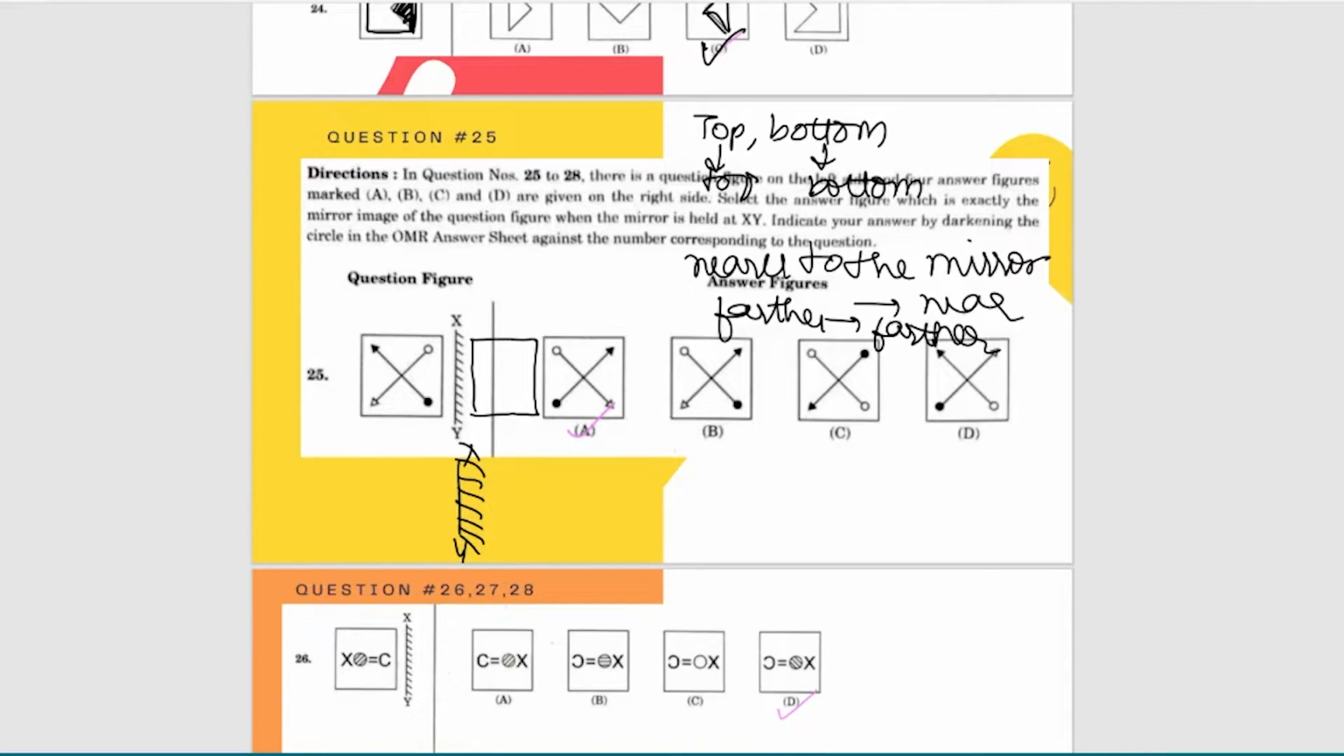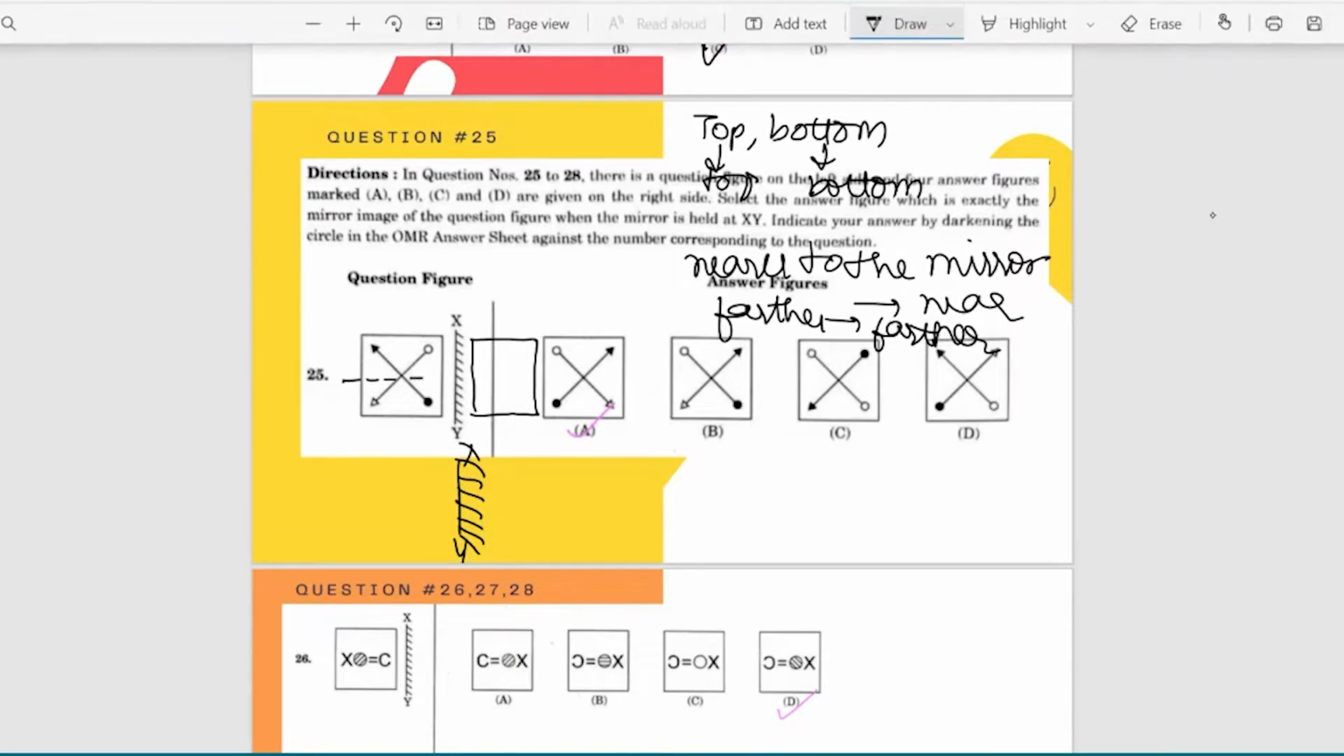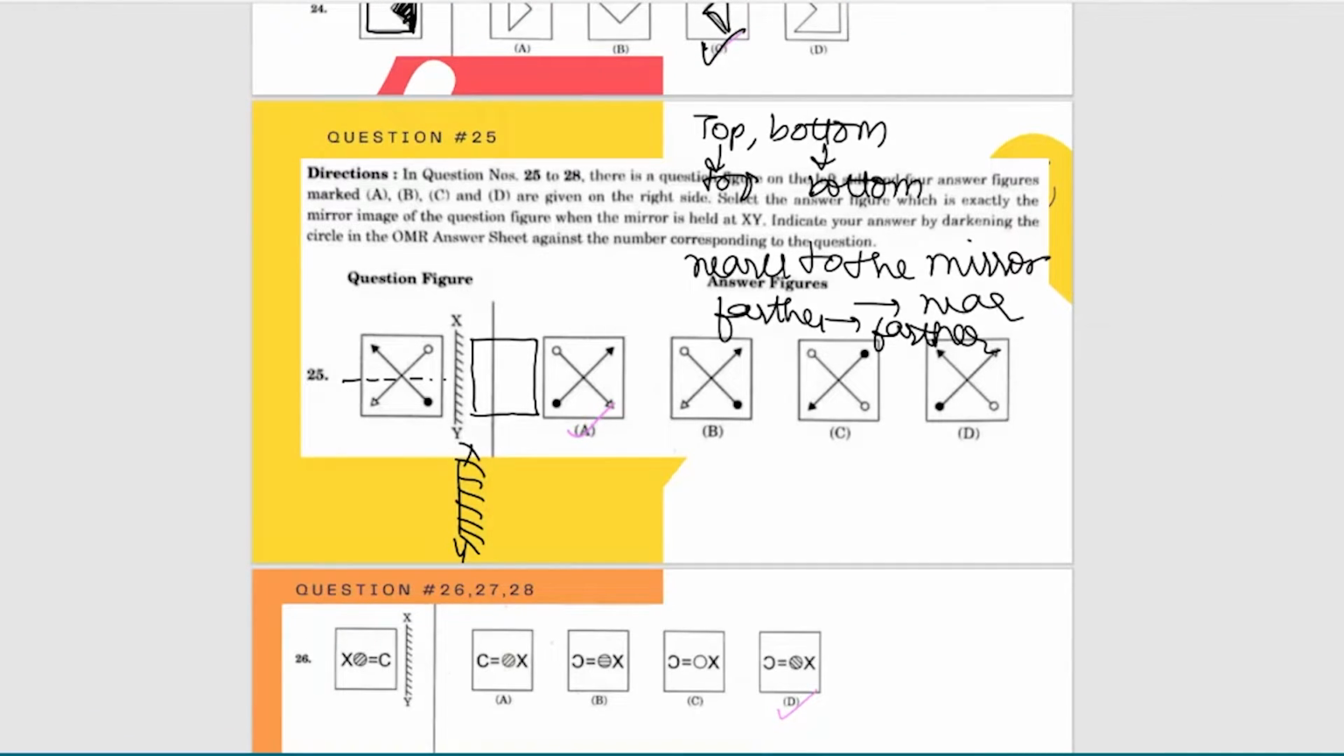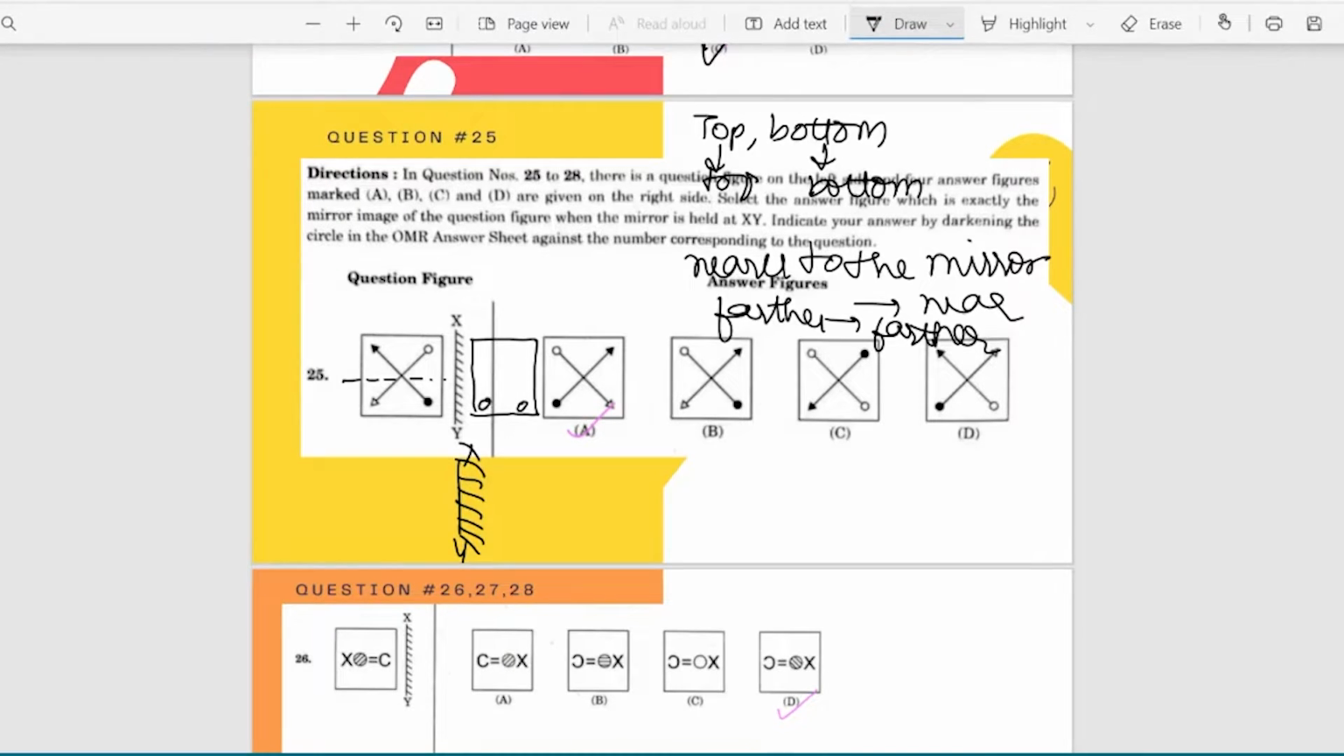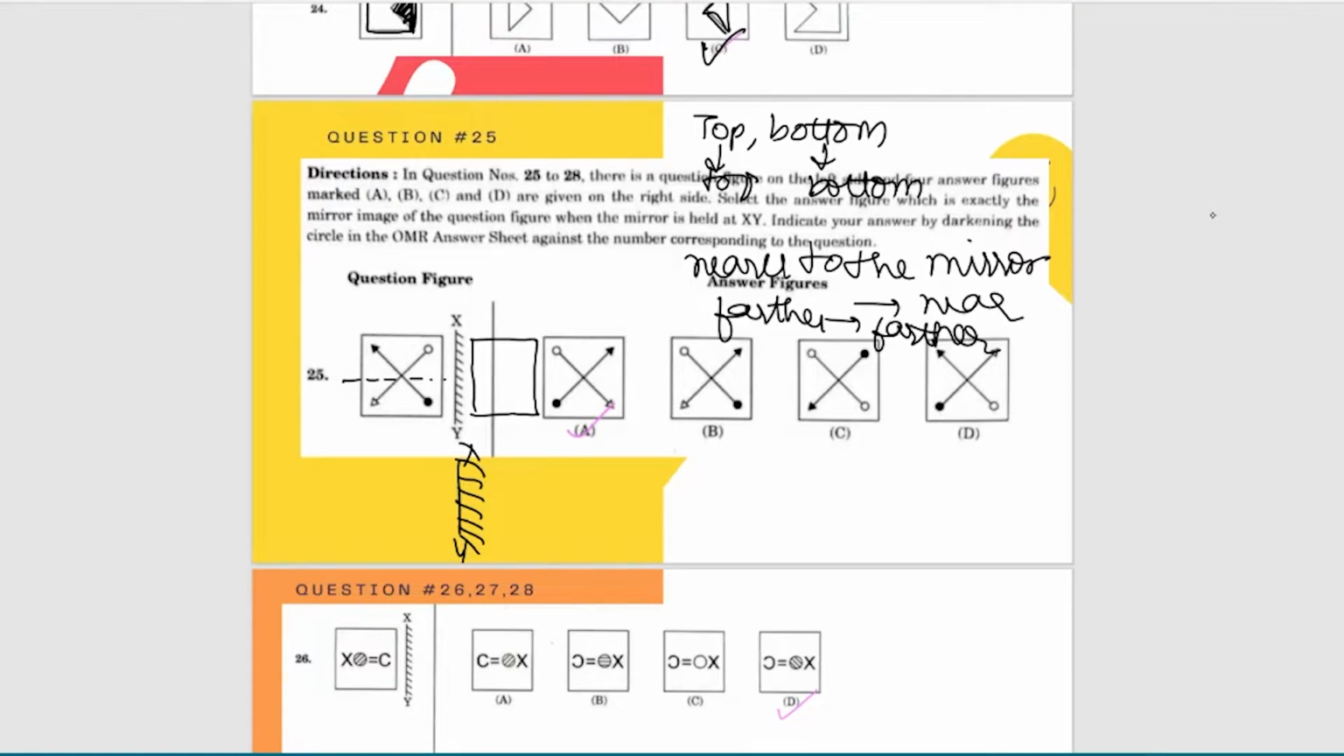So over here, let's see. First of all, let's divide it into 2 halves. Now we can see whatever is up should stay up only, right? So this circle is up, so this circle should stay up only. This circle shouldn't magically come down here or here somewhere. So let's see our options. We can see that in option number D, this circle has come down. So that means D is not the correct mirror image.